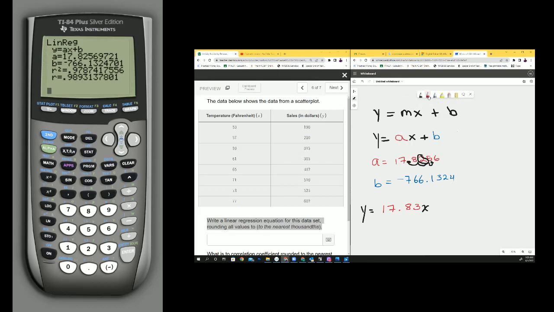my sign is going to be negative, and we're also rounding this to the nearest thousands. So I'm going to go 2 numbers after my decimal place, and then I'm going to look at the other number. This number is a 2. So since it's 2, I'm going to keep this the same. We're going to have minus 766.13. And that right there is my linear regression equation.